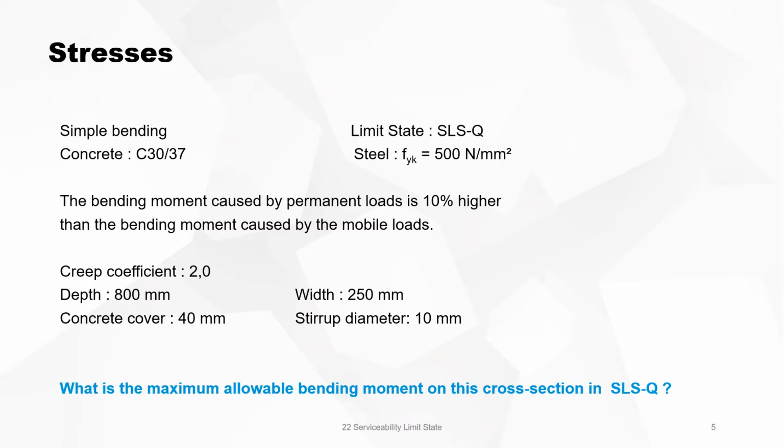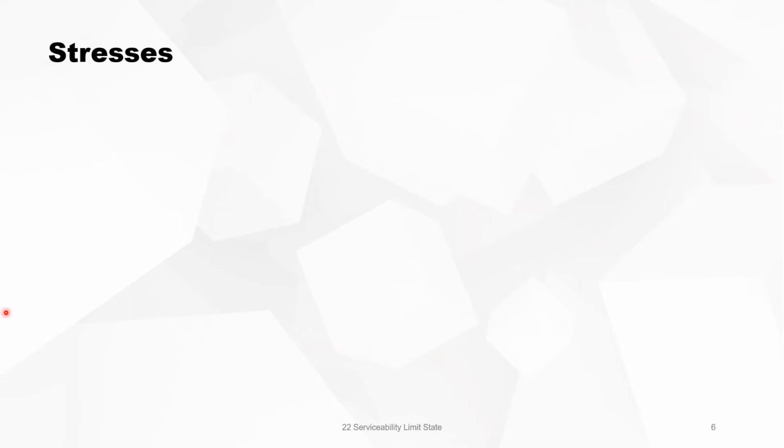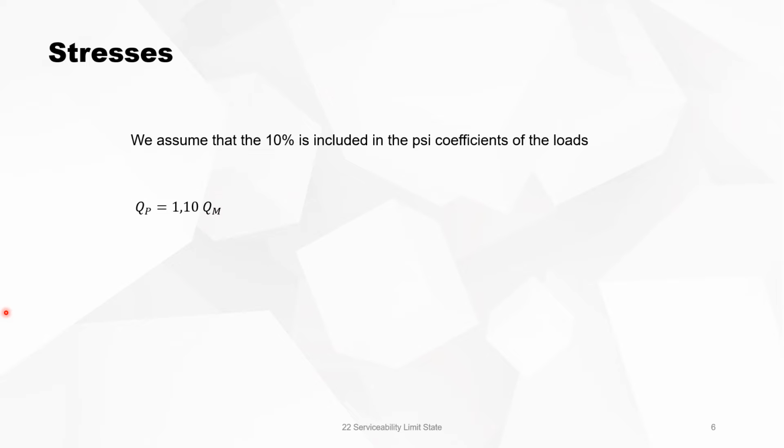The question now is, for this section, what is the maximum allowable bending moment in SLS Q? We assume that the 10% is included in the psi coefficients of the loads. So it means that the effect of the permanent loads and the effect of the mobile loads are not characteristic values, but already values multiplied by the psi factor. Then the effect of the permanent load is 1.1 times the effect of the mobile load.